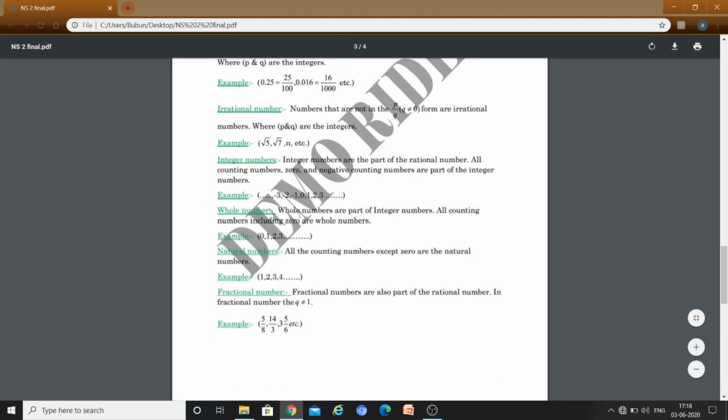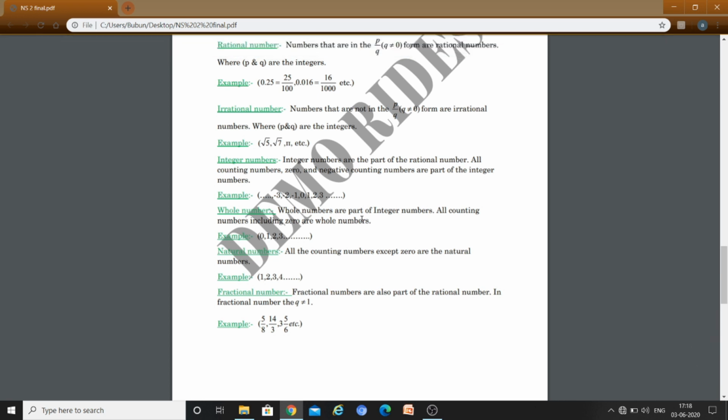So what is a whole number? Whole numbers are part of integer numbers. All counting numbers including 0 are whole numbers. This is the main point, that whole numbers include 0. For example, repeat with me, the whole numbers start from 0 and include all the counting numbers. So 0, 1, 2, 3, repeat with me again, 0, 1, 2, 3, all these numbers are whole numbers.